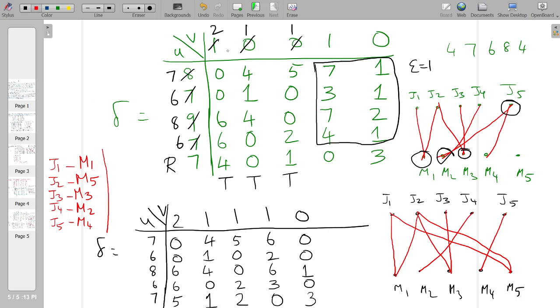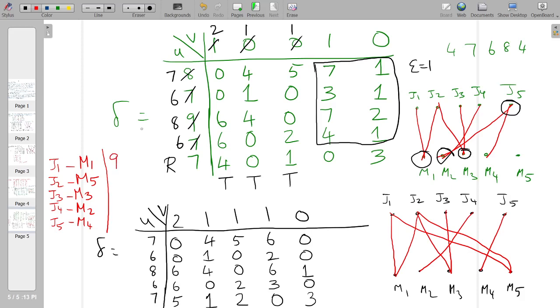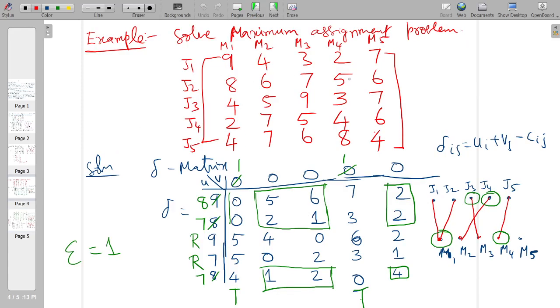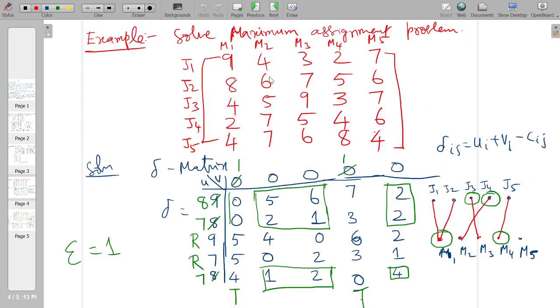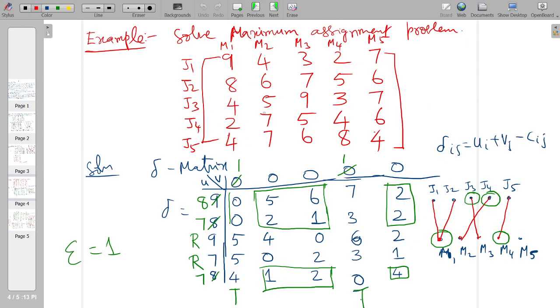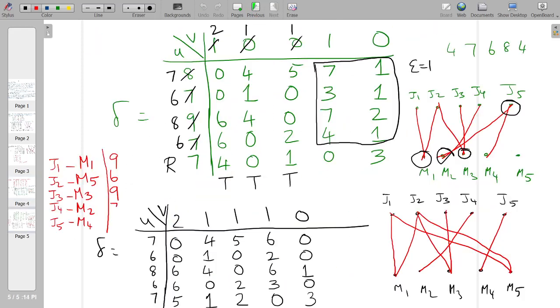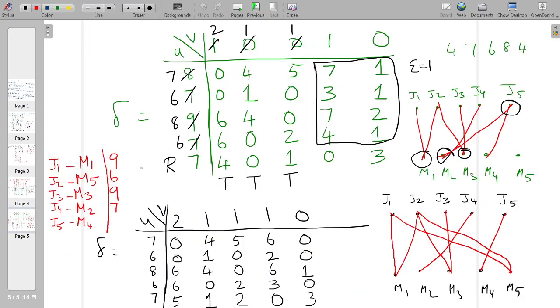Now what you have to do is find the maximum time taken. J1 to M1 is 9, J2 to M5 is 6, J3 to M3 is again 9, J4 to M2 is 7, and J5 to M4 is 8. So when I count this: 15, 24, 30, 39.